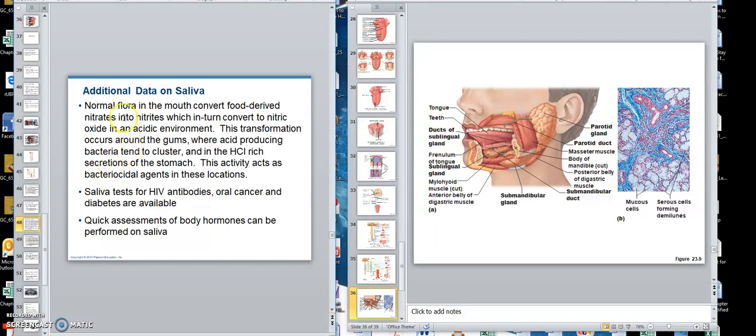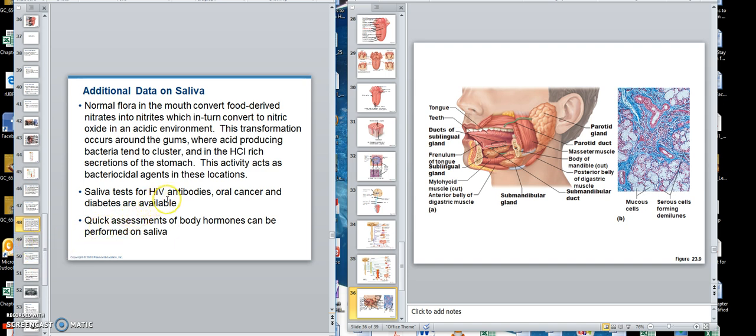Additional data. Now what we have, we can do saliva tests for HIV antibodies. These are some new things that they can do. We're trying to get less invasive in this medicine thing. Checking for oral cancer and diabetes also can be done. Okay.